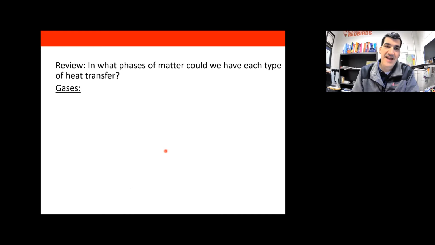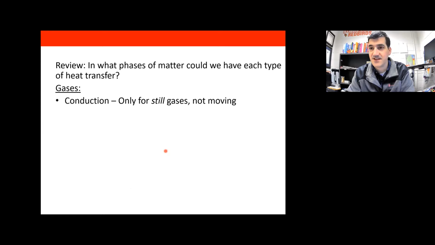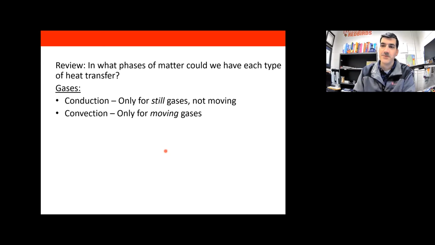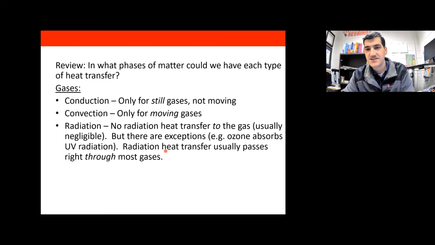And then we have gases. Can we have conduction through a gas? Yes, like liquids, but only if it's still. Can we have convection with gases? Yes, like liquids, but only for moving gases. Do we have radiation heat transfer with gases?